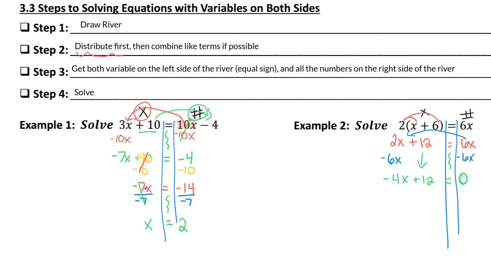I still need to move this 12 over. So the opposite of a positive 12 is a minus 12. Our 12s cancel. We bring our negative 4x down. And 0 minus 12 is negative 12. Now it's a normal equation that we can solve by dividing both sides by negative 4. And that's going to give us x equals 3. Okay.